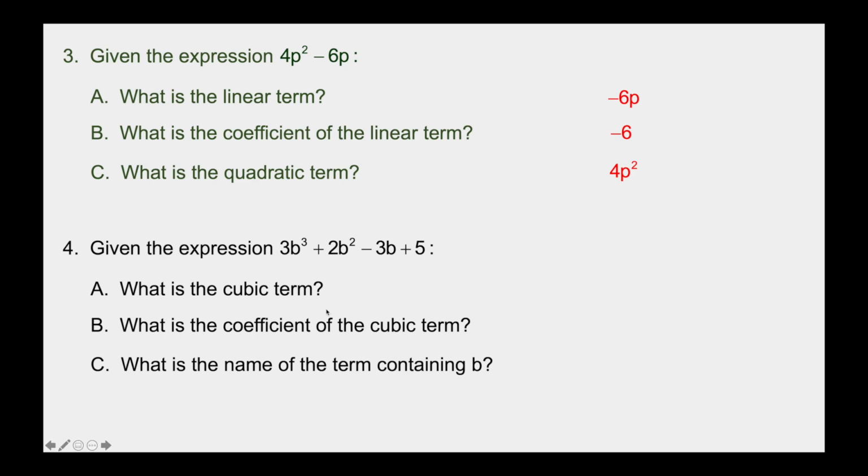For number 4 then, the cubic term is going to be 3b to the 3rd. The coefficient of that term is 3. And then as far as the name of the term containing b, we're talking about this term right here, and that's going to be considered linear because it has a degree of 1.